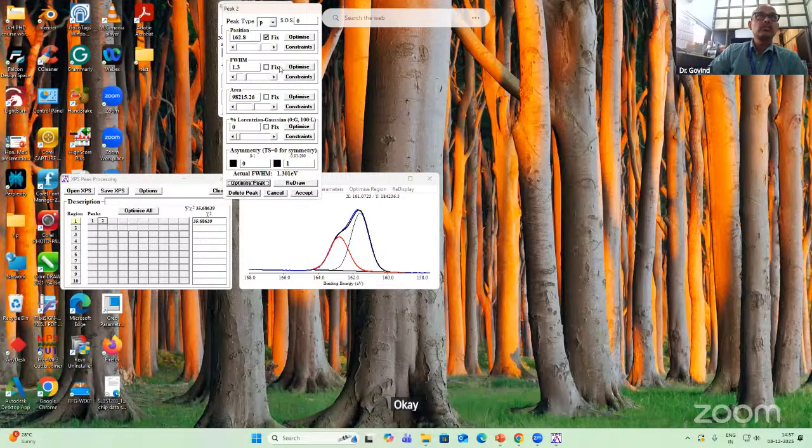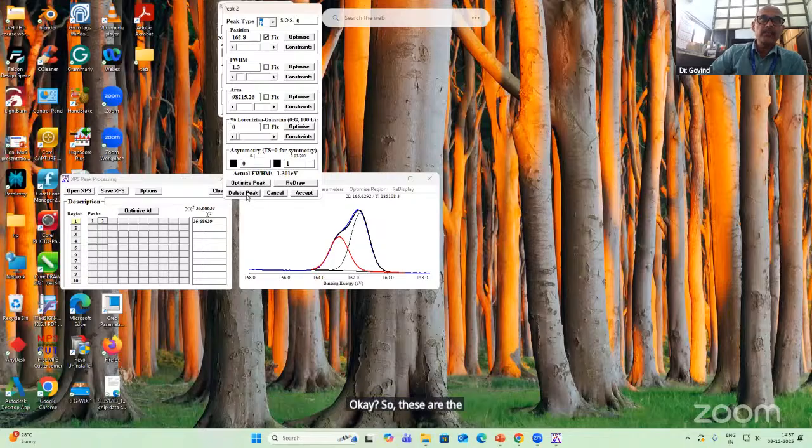Now look at the full width half maxima. Full width half maxima is 1.3. Then see the peak position. Now I know and confirm from the database that this peak belongs to this functional group, so I can fix it by selecting fix here. Now this is a p orbital, that's why I have selected p orbital. So these are the peaks.